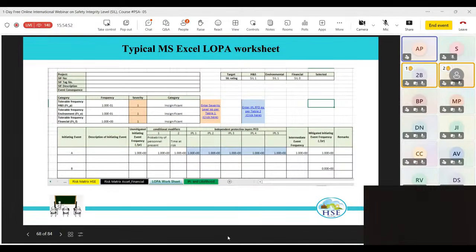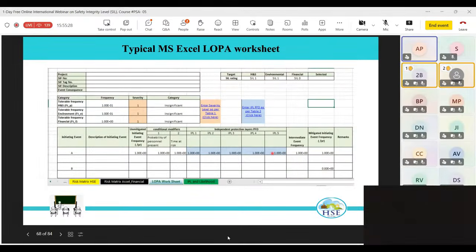Then IPL 1, IPL 2, IPL 3, IPL 4, IPL 5. These are the various independent protection layers available for the PFD calculation. Okay. Now, these are the various existing safeguards. That means the safety valve, or if there is any other, suppose that a level valve was doing something, then that could be a second IPL. Okay.